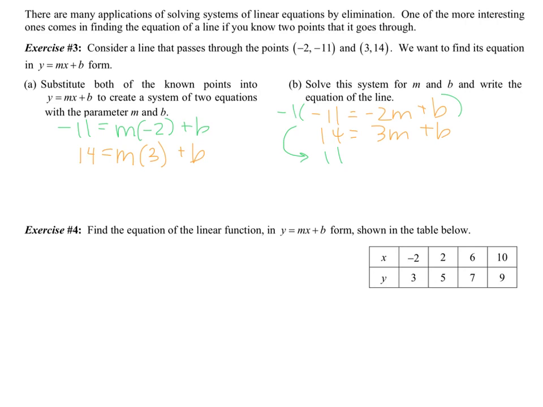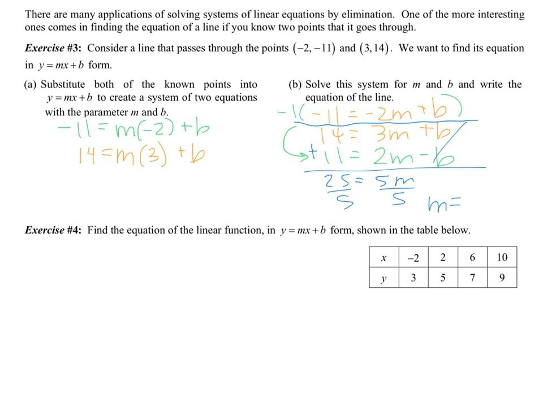It becomes +11 equals +2m and a -b. So now we have these 2 equations where the b's eliminate, and I have 25 equals 5m, divide by 5, and our m equals 5. I know I'm running out of room up here, so we're going to try to do our best.